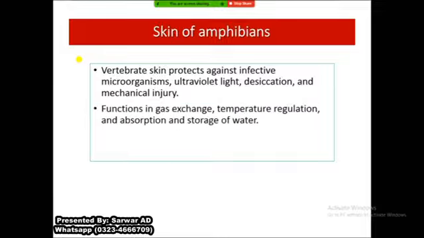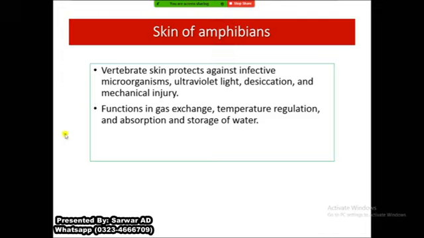Skin functions in gaseous exchange. Like in amphibians, they possess a moist body and have body adaptations to exchange various types of gases with the environment, and so they perform cutaneous respiration. So skin also functions in gaseous exchange, temperature regulation and absorption and storage of water.